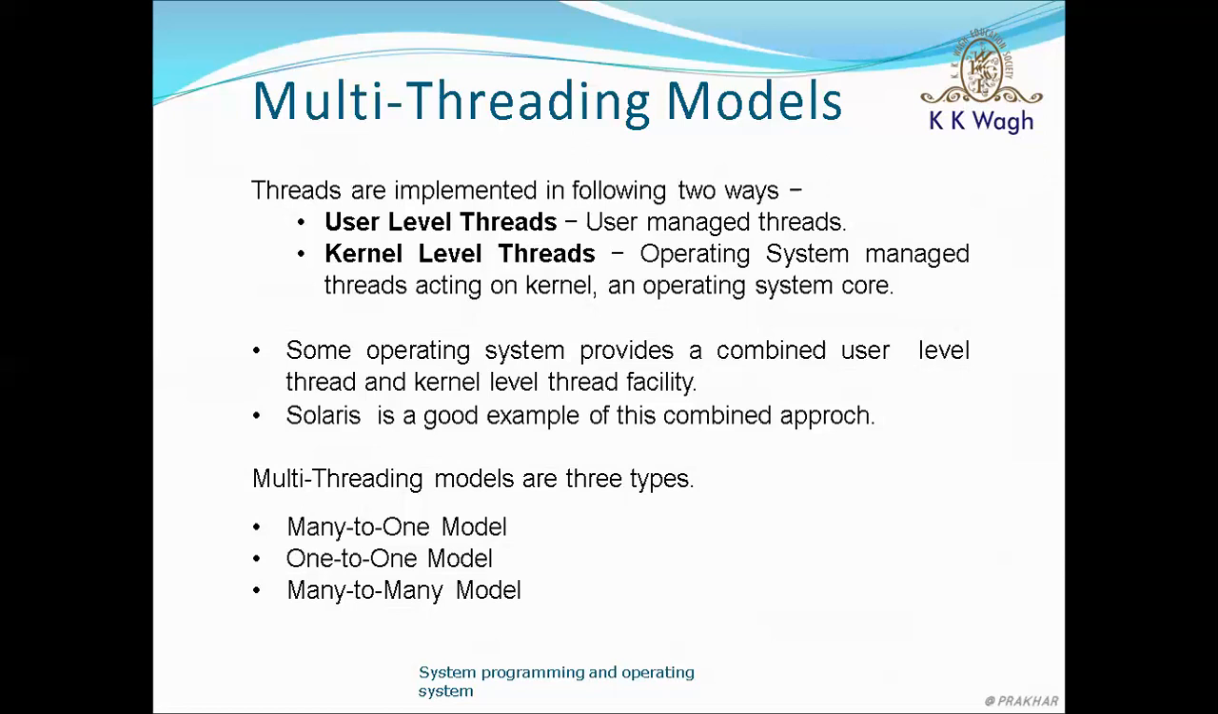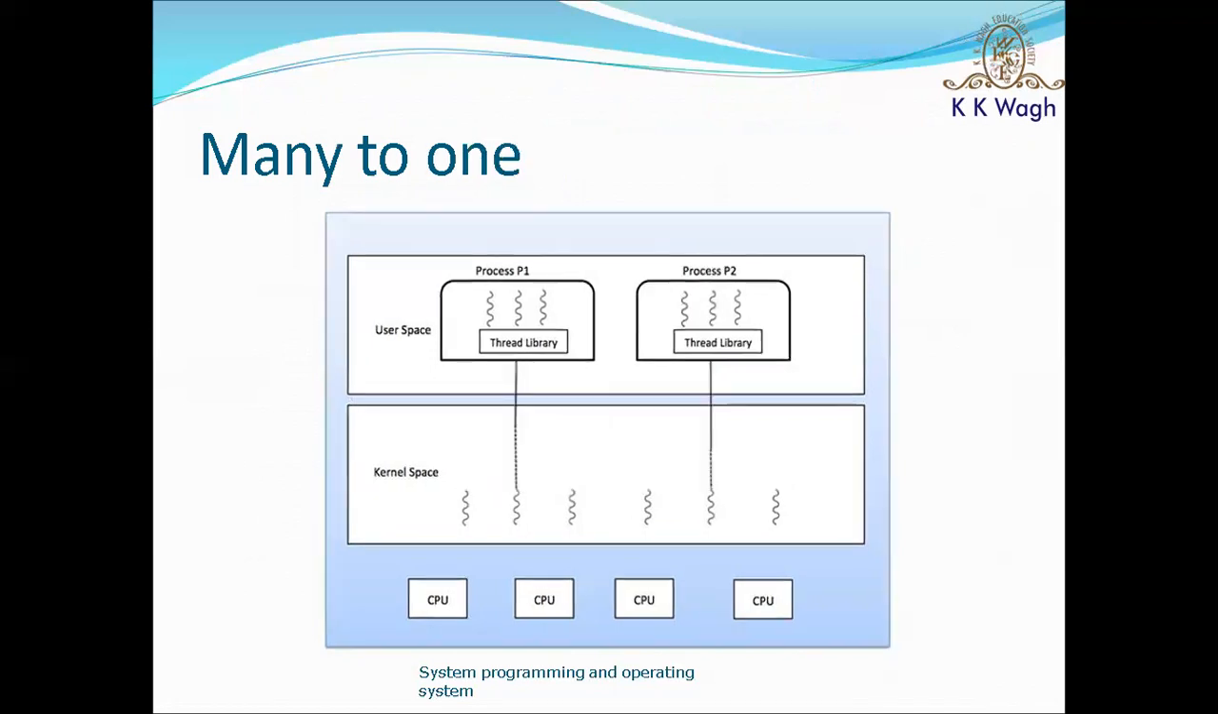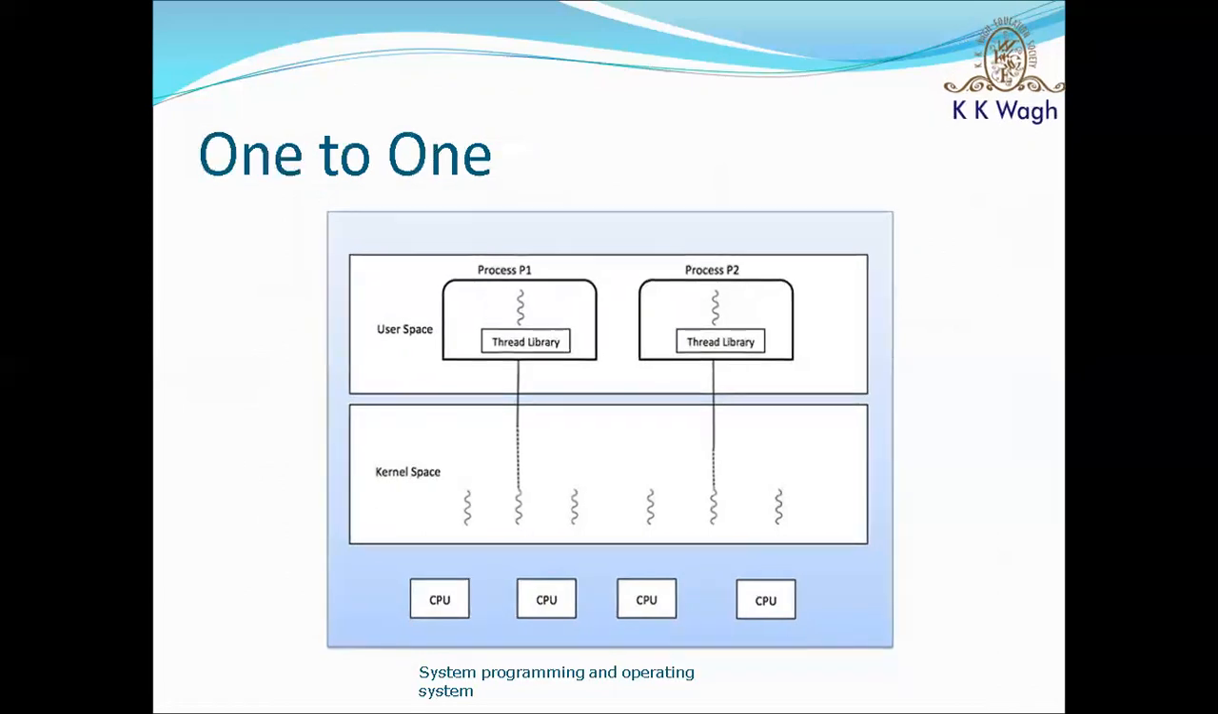Let us move towards the next slide. Here is an example of the many to many thread model. Here you can see the process 1 threads and process 2 threads are interacting with the kernel space. Here is another example, many to one. In this case, process 1 and process 2 are interacting with the kernel space. And one to one: here you can see process 1 is interacting solely with the kernel space, and process 2 is also interacting with the kernel space solely.